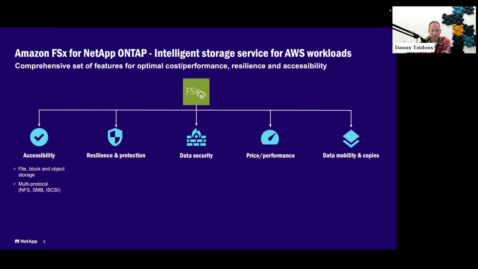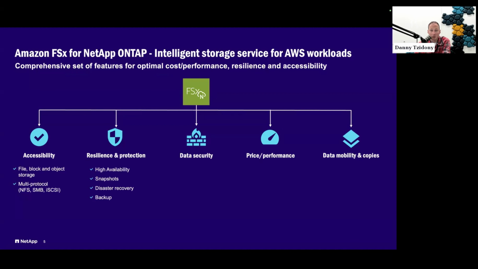That means accessibility, the ability to handle file, block, and object storage, a multi-protocol. You get NFS, SMB, iSCSI. And here specifically with AWS, what is very helpful is the ONTAP S3 protocol, meaning that AWS services can access your FSx for ONTAP volume using the S3 protocol, gaining access to AWS services.